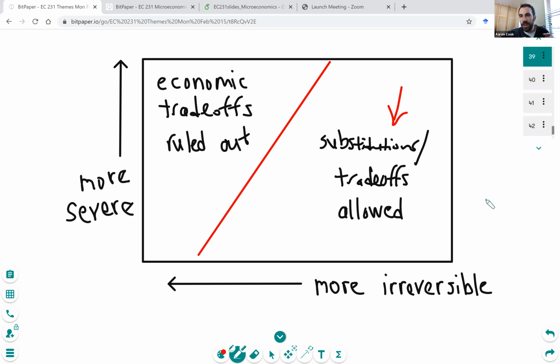We're not going to let that resource degradation occur, regardless of what the human benefits could be, regardless of what we might gain in terms of consumption or human capital or physical capital. We're not going to let those resources be degraded to that level of severity and with that amount of irreversibility, regardless of what other kinds of economic benefits could result.